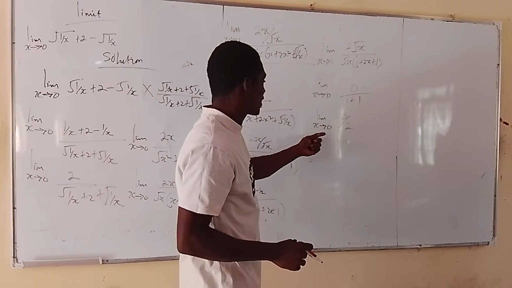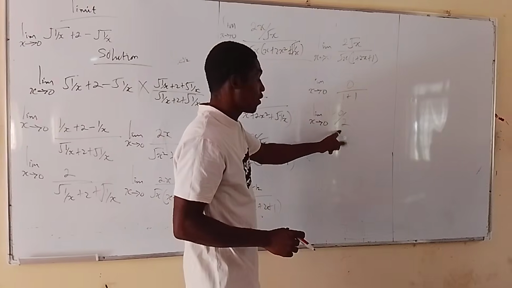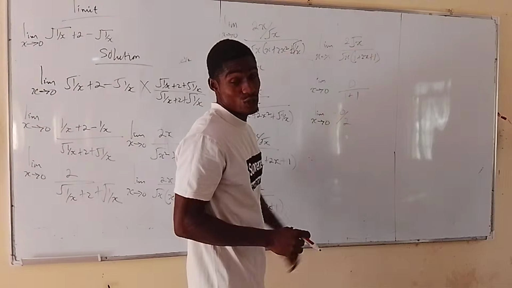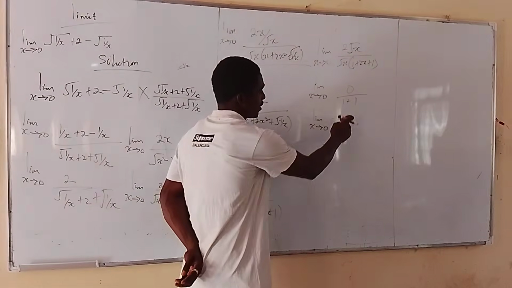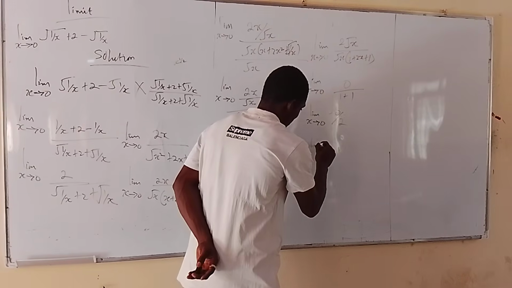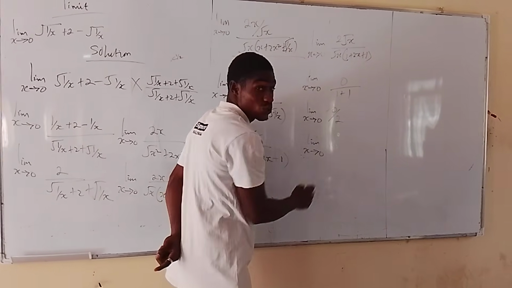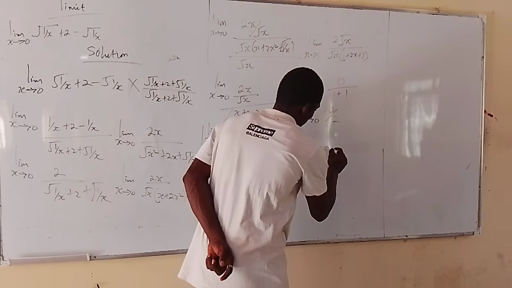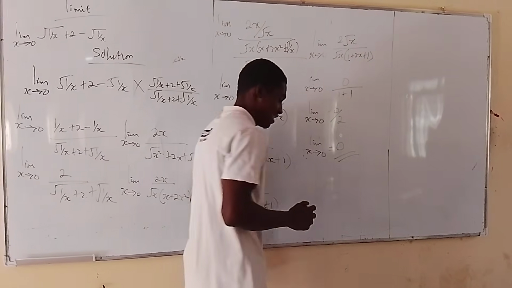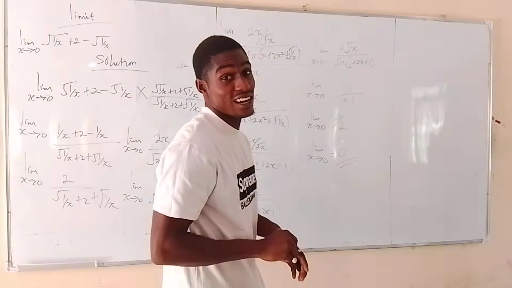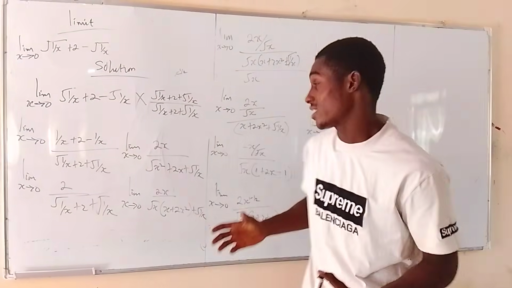So the limit as x approaches 0 is 0 over 2. And if you punch your calculator very well, 0 over 2 will give you 0. The limit will be equal to 0, and this is our final answer. It is as simple as this.